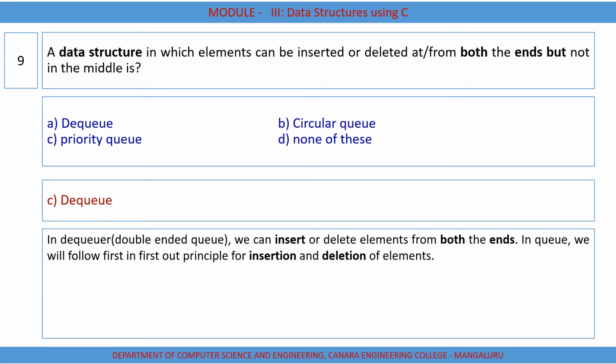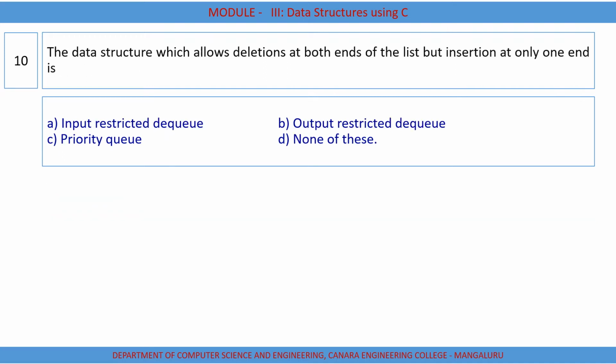So in case of a DQ, we can insert or delete an element from both ends. In a queue, we follow the first in first out principle of insertion and deletion. That means with respect to a simple queue, an element can be inserted from the rear end and elements can be deleted only from the front end of the queue. But in case of a DQ, as the name itself indicates, it's a double-ended queue, you can perform insertion and deletion at either end of the queue.